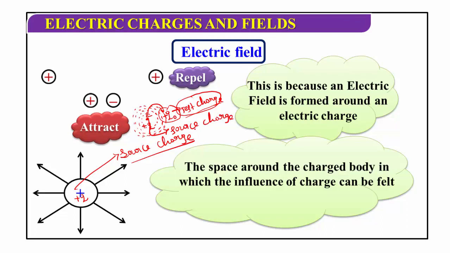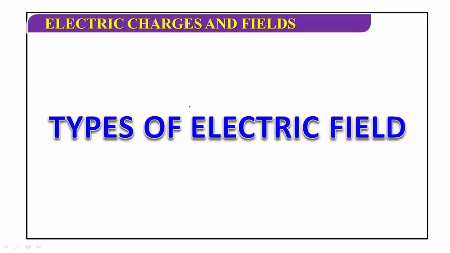Source charge means a charge which produces an electric field. Test charge means a charge of a small magnitude whose presence does not affect the already existing electric field. Now we will move to the types of electric field. The electric field can be divided into 3 types: uniform electric field, non-uniform electric field, and radial electric field.